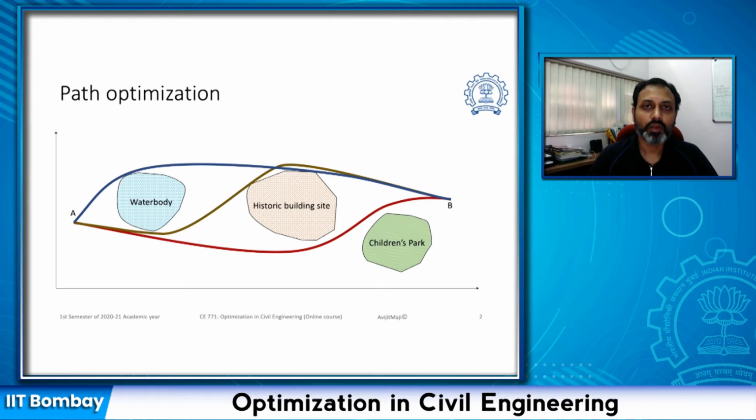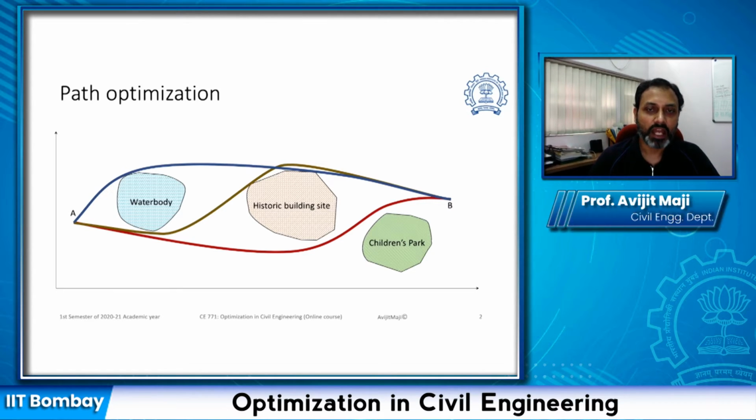Hello everyone, welcome back to Optimization in Civil Engineering. In the last few lectures, we learned about the classical method of optimizing single variable and multivariable optimization problems with and without constraints. In this method, we learned that the objective function and the constraints must be continuous in nature and differentiable.